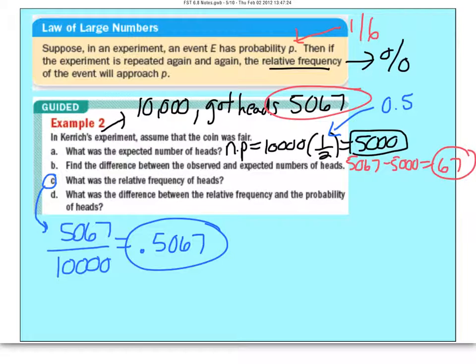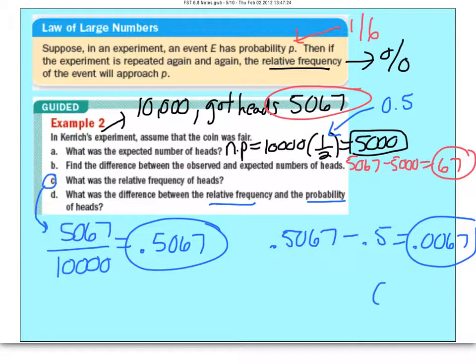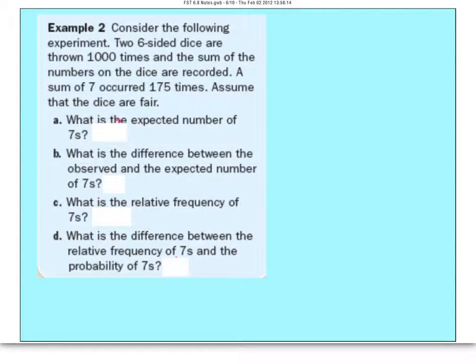So part D, what is the difference between the relative frequency and the probability? So our relative frequency was this. The probability as a decimal is this. The difference is 0.0067. So that is about a 0.67% difference. Now, as a mathematician, you would question that and decide if you think this coin is fair or if maybe it's weighted towards the head side. This seems reasonable that the coin might be fair. It's getting pretty close to the theoretical answer. Let's check out one more.